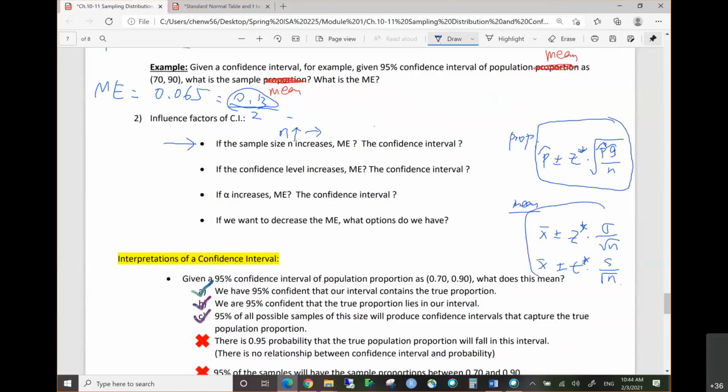The formula here. We talk about when the sample size increases, what will happen to the margin of error. So which part is the margin of error? This part, right? So that means if you have a larger sample size here, the whole thing will increase or decrease? Decrease, right? Because you are dividing by a larger value here. So if your sample size increases, your margin of error will decrease, right?